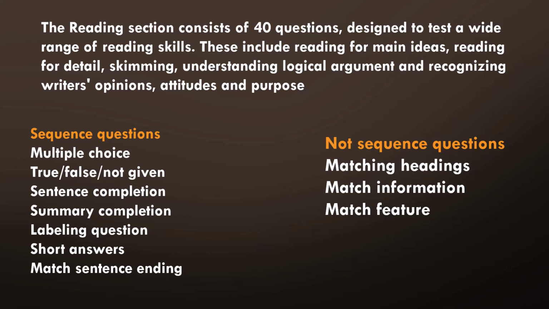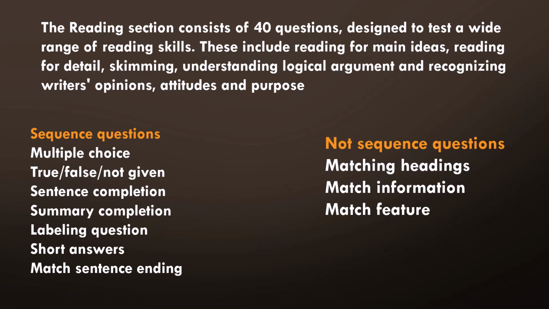Keep in mind, the reading section consists of 40 questions designed to test a wide range of reading skills. These include reading for main ideas, reading for details, skimming, understanding logical arguments, and recognizing writers' opinions, attitudes, and purposes. There are two types of questions you will get in the IELTS reading module: some questions will be in sequence and some will not.